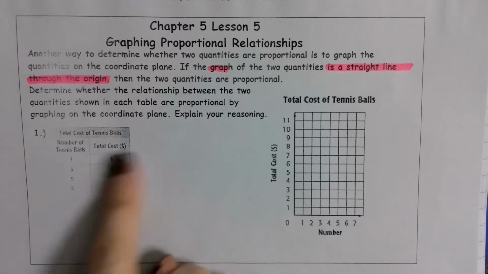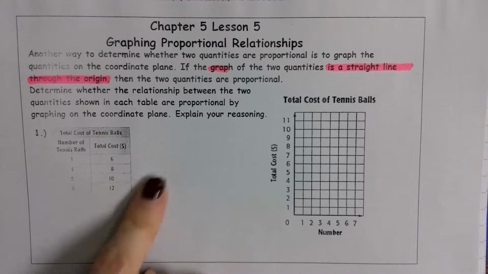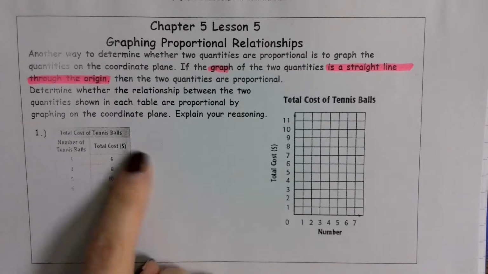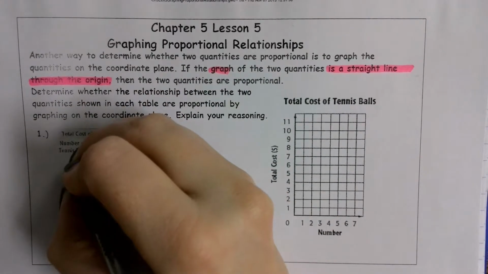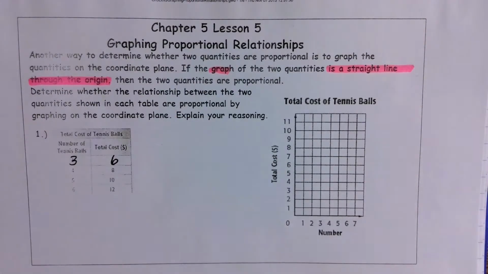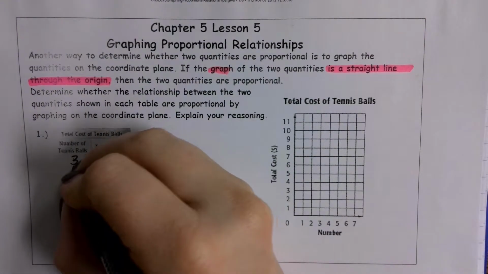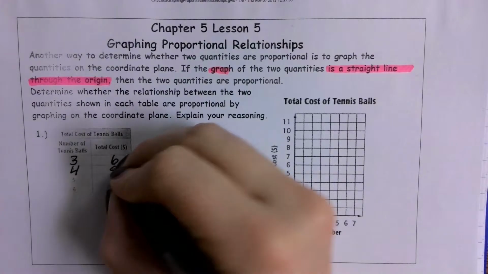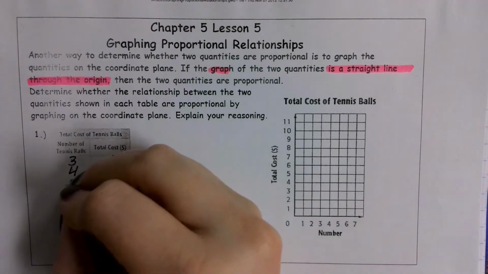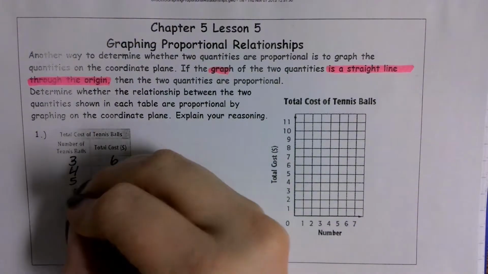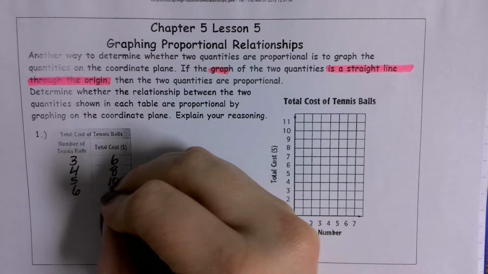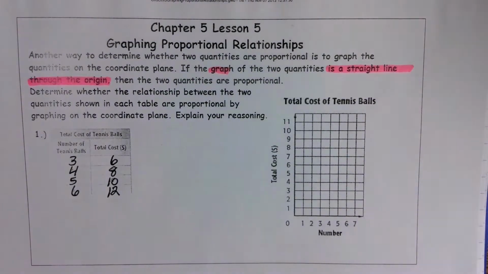So if we're looking at a problem like the following, we have the cost of tennis balls. If we were to purchase 3 tennis balls, it would come out to $6. If we purchase a can that has 4 in it, it would come out to $8. If the can has 5 in it, it comes out to $10. And 6 of them will come out to $12. That's what it's going to look like.